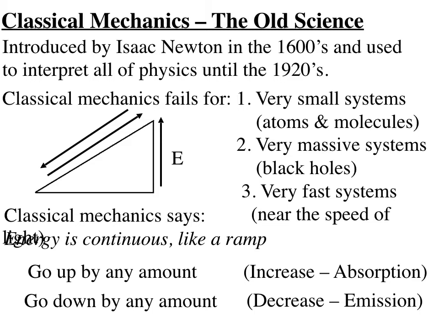So, in fact, not only does this so-called classical mechanics fail for atoms and molecules, as we see there on the right, it also fails for very massive systems, like huge events in the universe where stars collapse upon themselves, creating an incredibly dense state of matter known as the black hole.